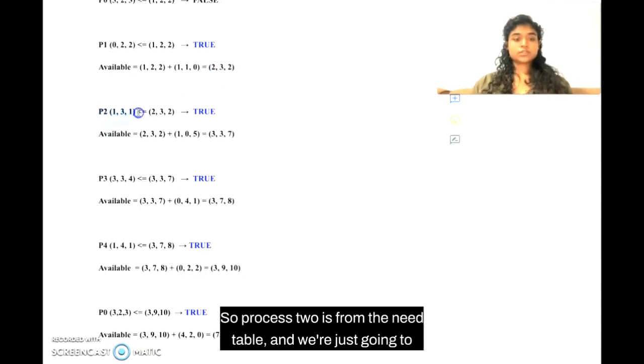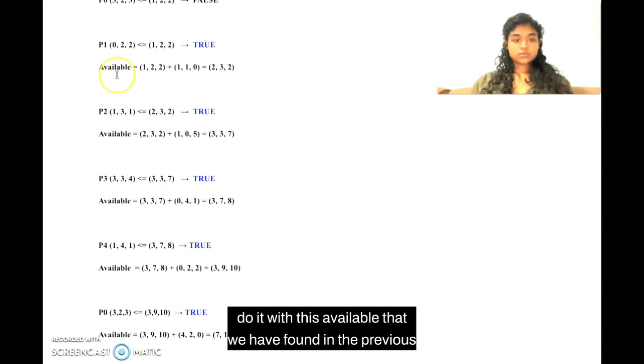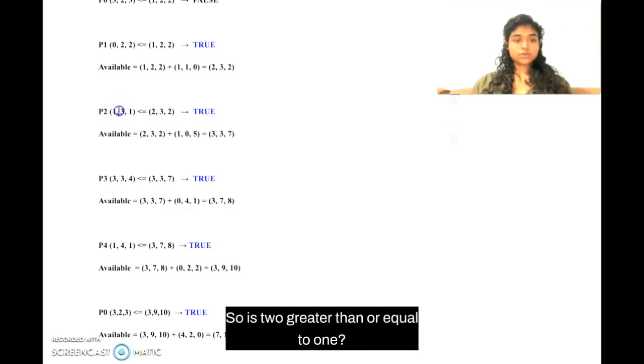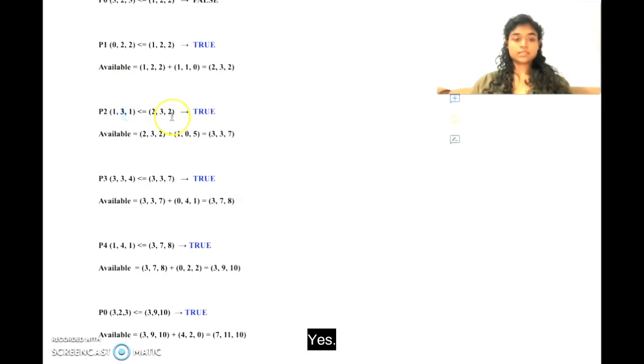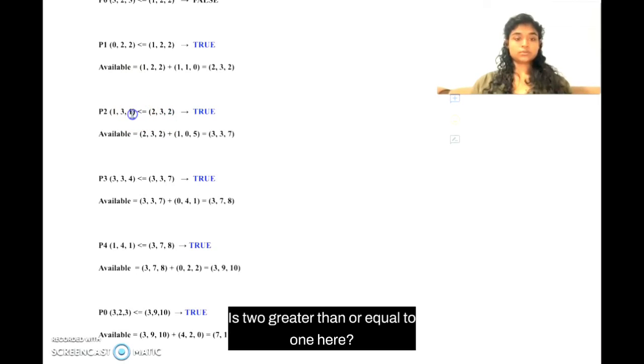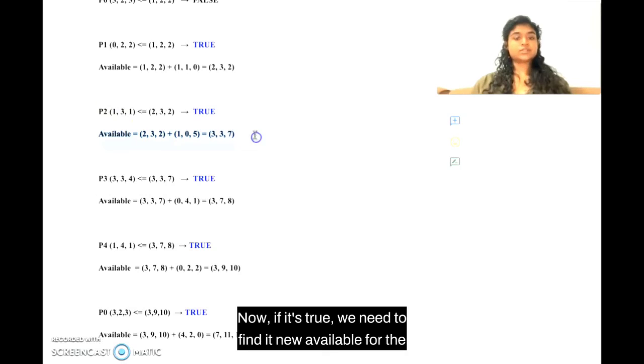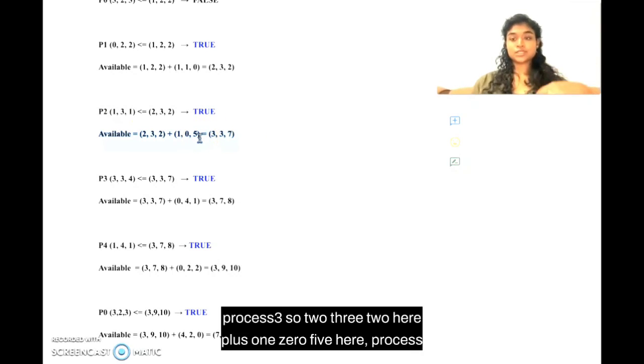So process 2 is 1, 3, 1 from the need table. And we're just going to do it with this available that we have found in the previous question. So is 2 greater than or equal to 1? Yes. Is 3 greater than or equal to 3? Yes. Is 2 greater than or equal to 1 here? Yes. So this process is true. Now if it's true, we need to find its new available for the process 3.